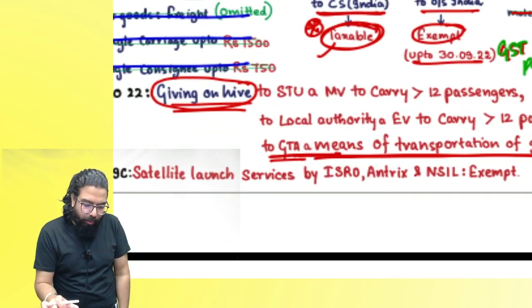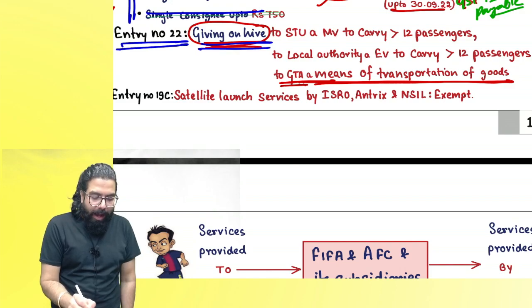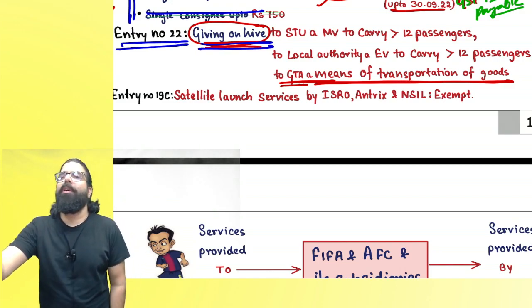Everyone over here, if you see down, one more entry I have gone ahead and written. Sir, listen to me very carefully. Giving on hire, or if you are hiring, means giving on rent also.